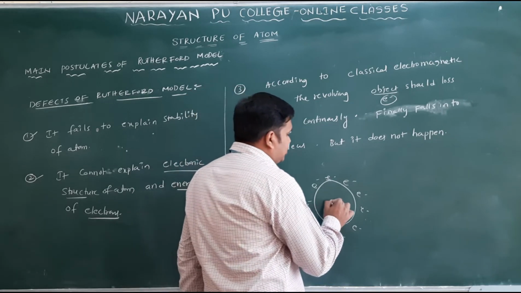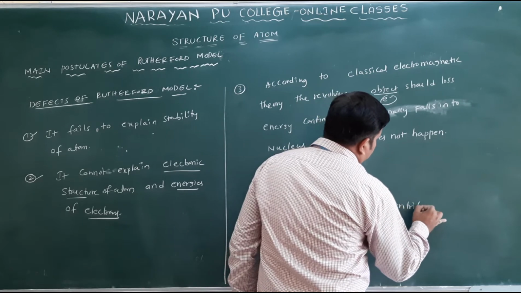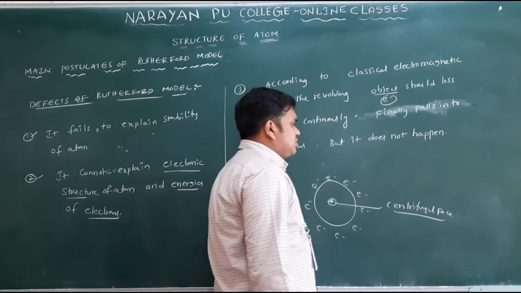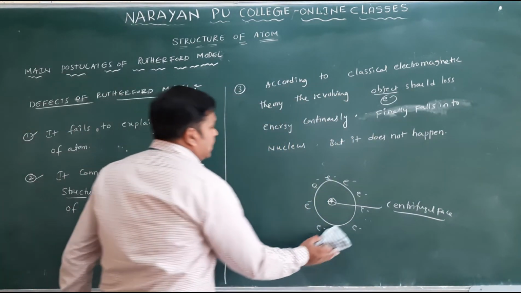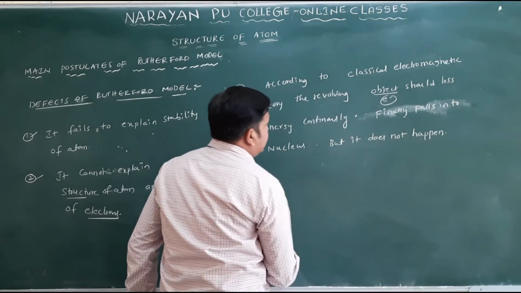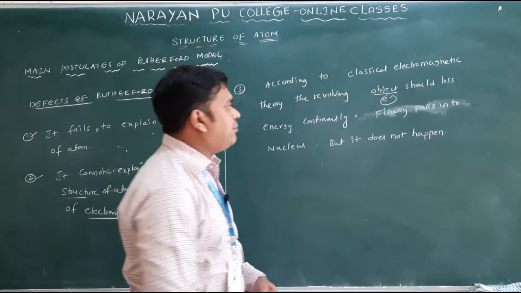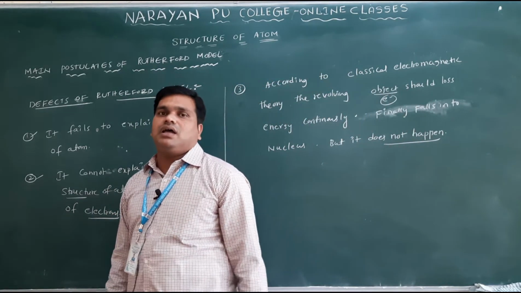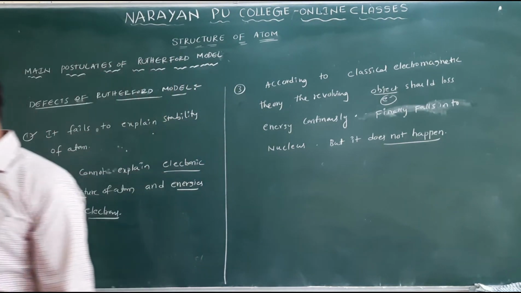Suppose the nucleus has a positive charge; here there is a centrifugal force. Whenever the revolving particles lose energy, the electron would finally fall into the nucleus, but it does not happen in the case of the Rutherford atomic model. So these are the main demerits of the Rutherford atomic model.